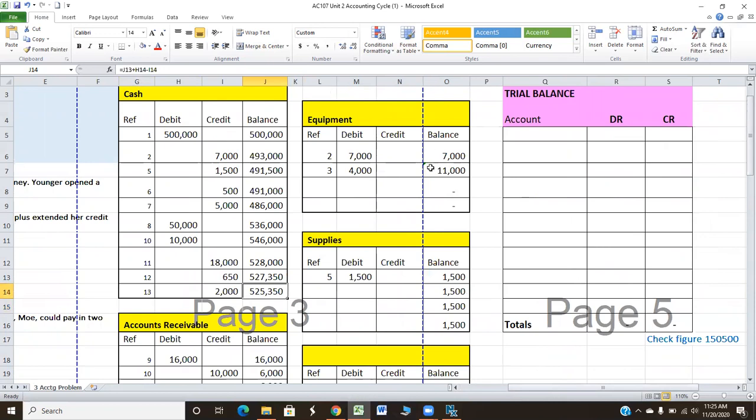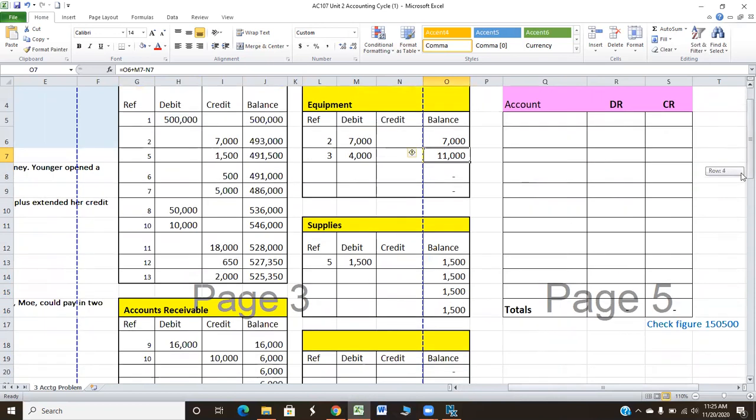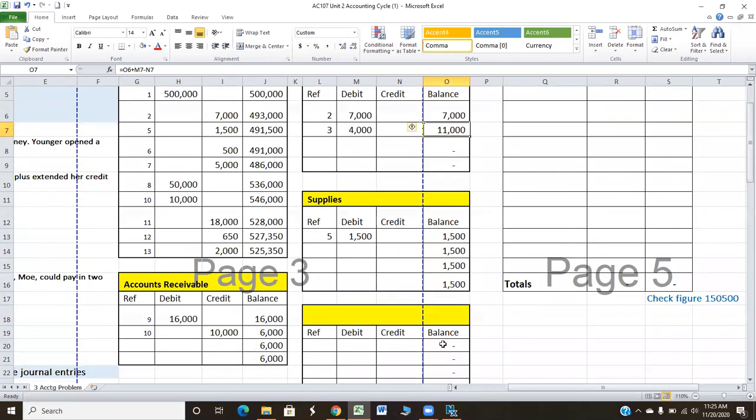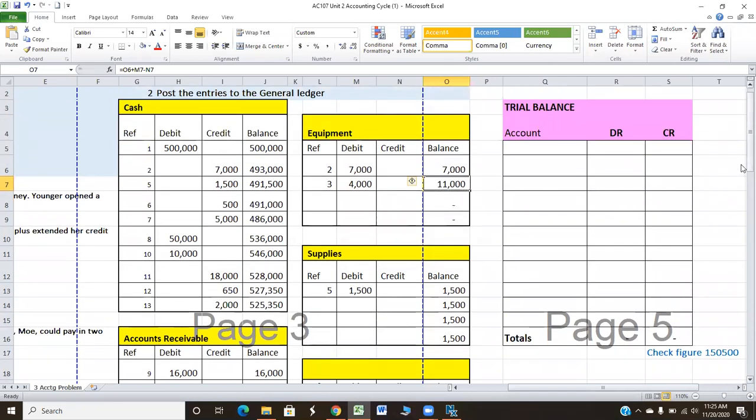Equipment has an ending balance of $11,000. You go by what the balance is in the last filled in box. Supplies has a balance of $1,500. Accounts receivable has a balance of $6,000. Okay, this one was just blank. I'm not going to read through them all because we're going to wind up seeing them in the trial balance.